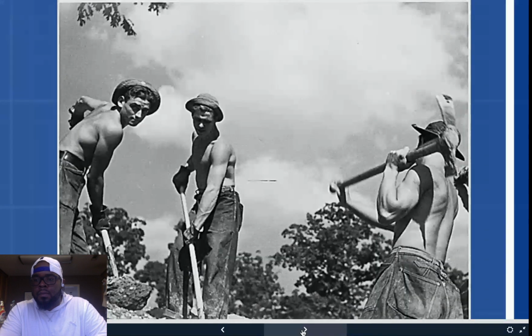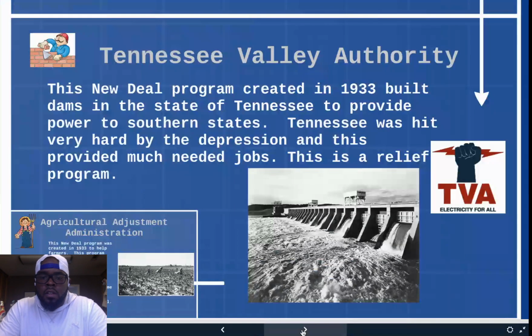All right, these are some pictures of those individuals working. The TVA is the next bill. Next we're going to talk about this relief program, and the whole goal of this program was to really give much needed jobs to those that were in very difficult situations in Tennessee, and we also wanted to create dams to help Tennessee.